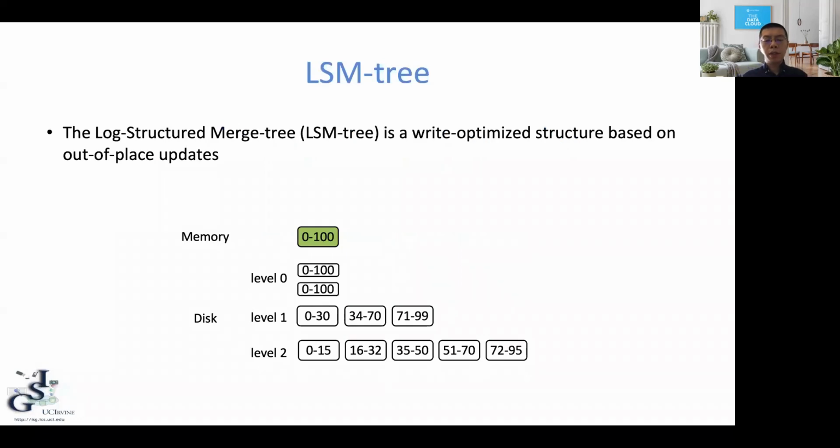The log-structured merge tree is a write-optimized structure based on out-of-place updates. It has a memory component that stores incoming writes. Whenever it is full, it can be flushed to disk to form a disk component. The disk basically contains multiple levels, each of which contains a couple of partitioned SSTables. So whenever a disk level becomes full, one SSTable can be merged into the next level.